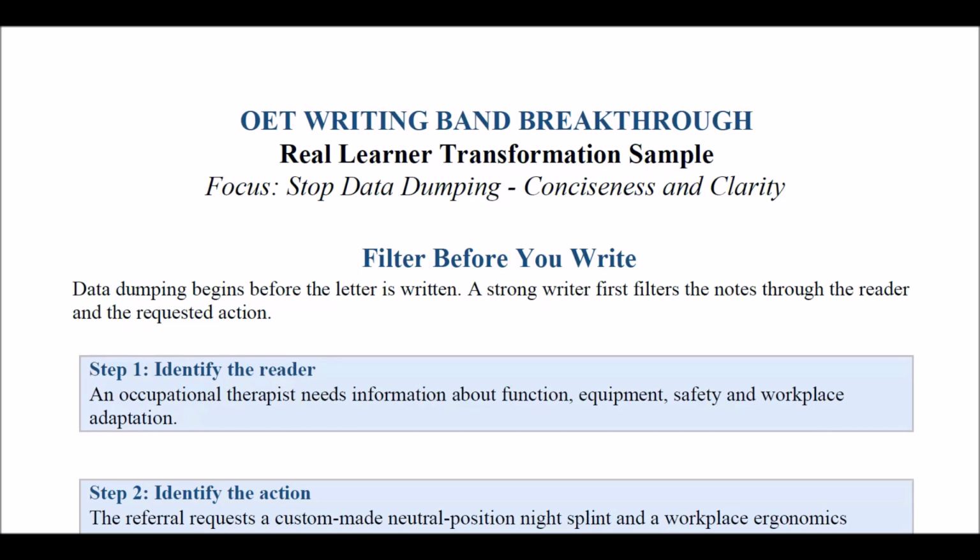So today I want to show you one of the biggest reasons that candidates stay below 350 in OET writing. It's something I call data dumping, as we'll see. What does that mean? Instead of writing for the reader, they copy information from the case notes into the letter, usually putting all of the case notes into the letter. Professional writing doesn't work like that. Before we even start writing, we need to filter the information through the reader and the requested action. Let's take a look and see what that actually means.